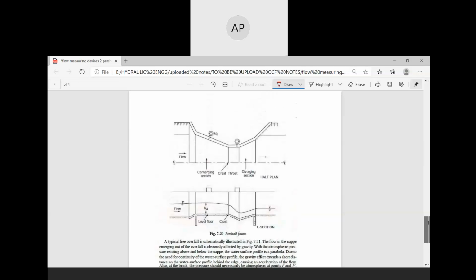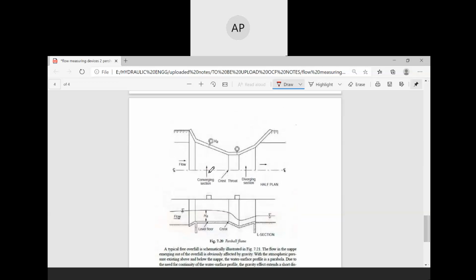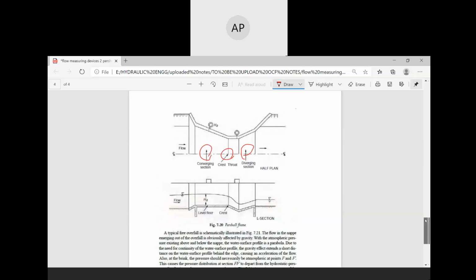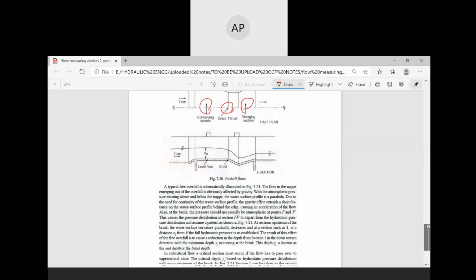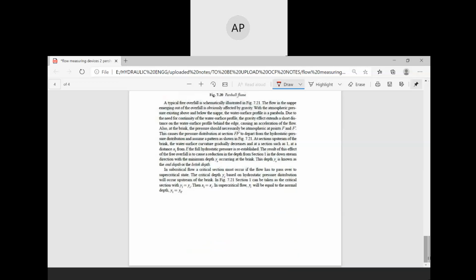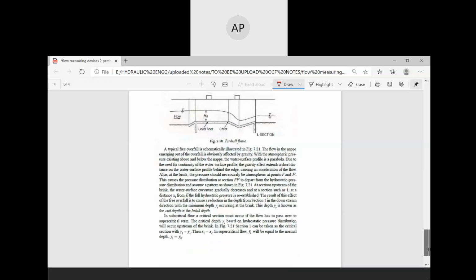So this is the Parshall flume. This is the converging section, crest and throat. This is the diverging section. This is the figure of the Parshall flume. So these are the different flow measuring devices: sluice gate, Parshall flume, standing wave flume, broad crested weir, long crested, narrow crested, sharp crested.